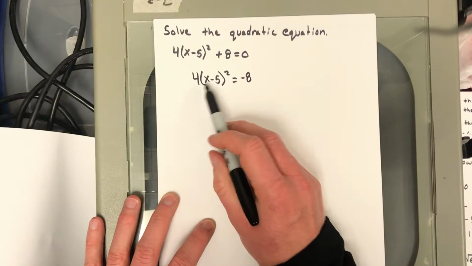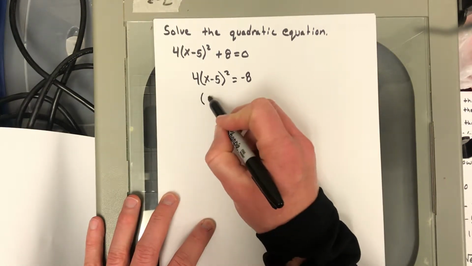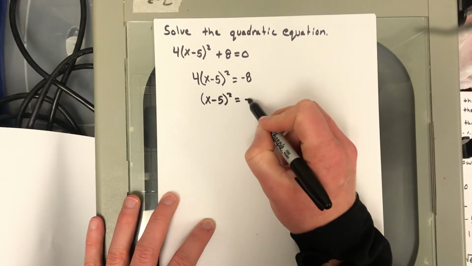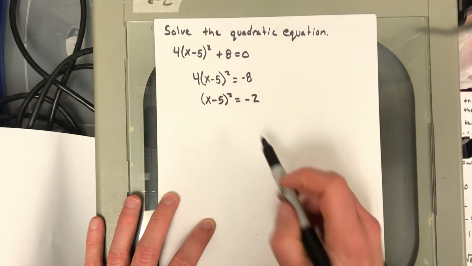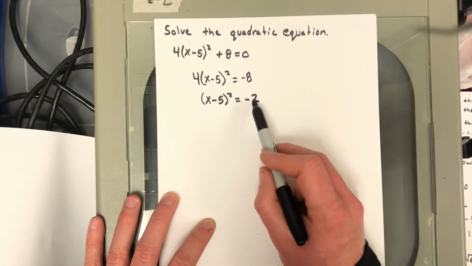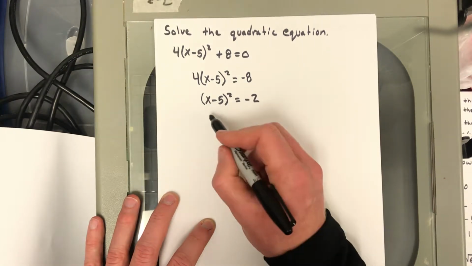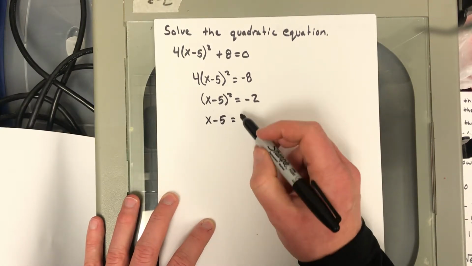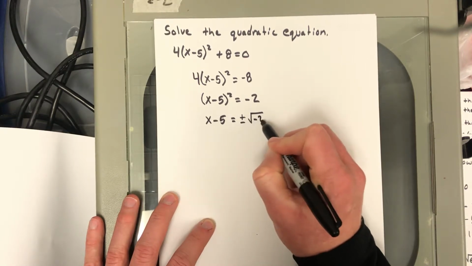And then I'm going to divide by 4 on each side, and that's going to give (x minus 5) squared equals negative 2, because negative 8 divided by 4 would be negative 2. Now you can see we're going to get a complex number here, because what we're about to do is square root each side. When I square root each side, I get x minus 5 equals plus or minus the square root of negative 2.